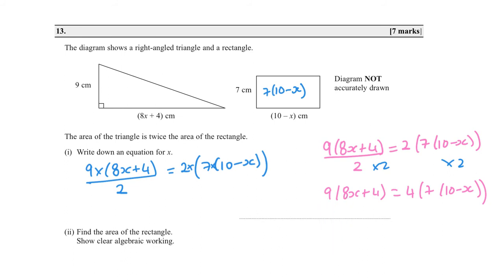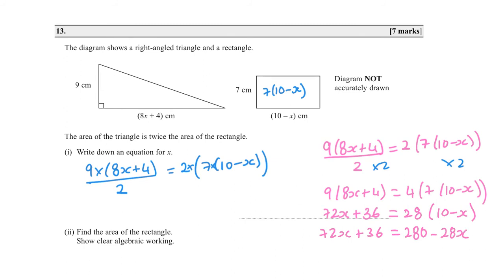So 9 times 8 is 72x. 9 times 4, 36. Okay, 4 times 7 is 28 lots of 10 minus x. Now, again, I am probably doing more steps than I would. However, it's okay. 28 times 10 is 280. 28 times minus x is minus 28x.